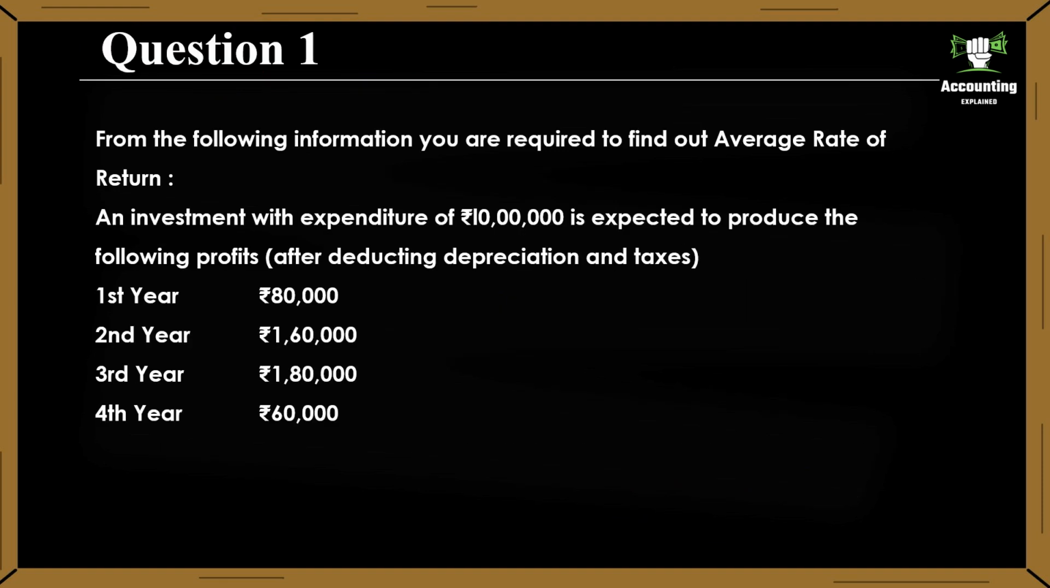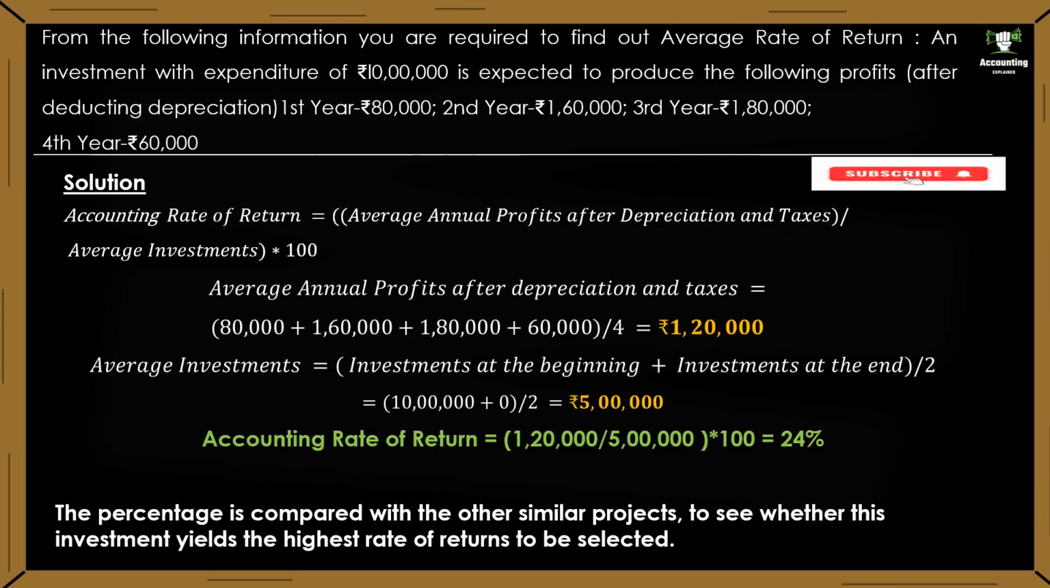Let us solve a question on ARR. From the following information, you are required to find out average rate of return. An investment with expenditure of rupees 10 lakhs is expected to produce the following profits after deducting depreciation and taxes. First year 80,000, second year 1,60,000, third year 1,80,000, fourth year 60,000. This is the question and this is the solution which we are going to see.